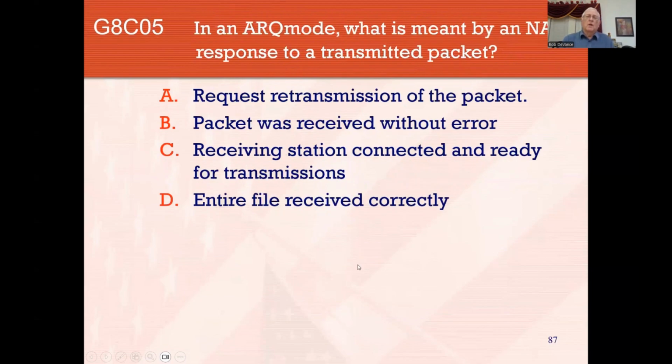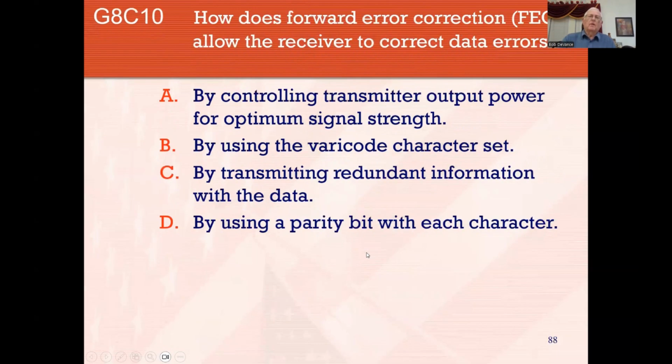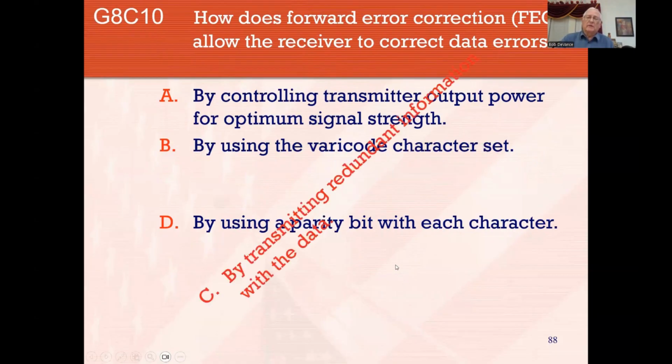In the ARQ mode, what's meant by a not acknowledged, or NAK? Means I didn't receive it. You need to send it to me again. Forward error correction allows the receiver to correct data errors, generally by putting redundant information in the packet.